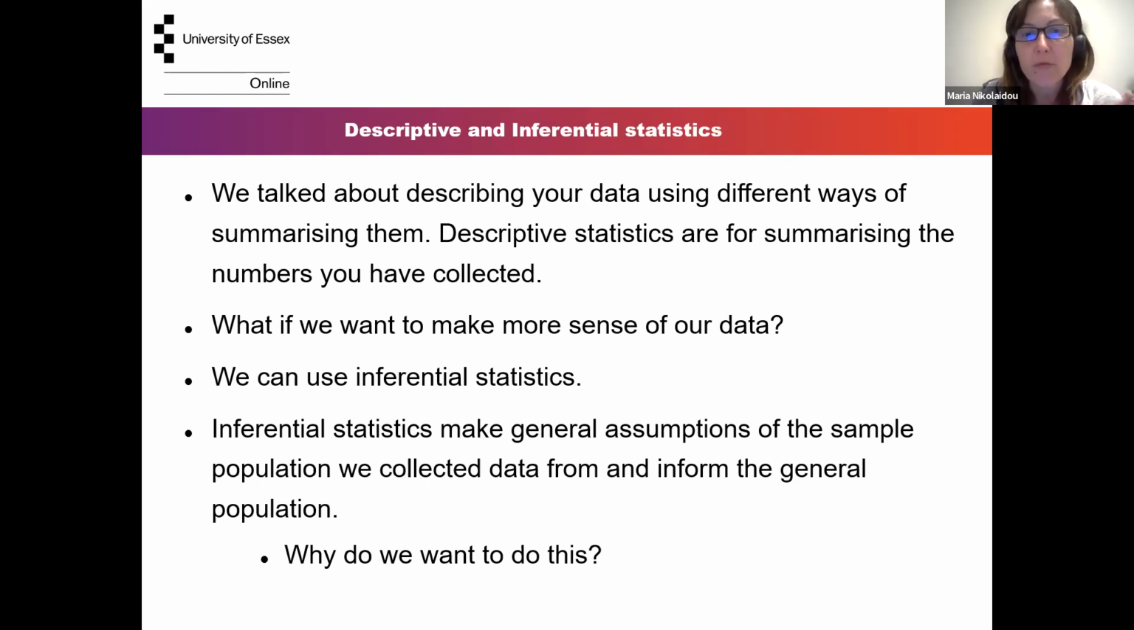When we talk about describing your data using different ways of summarizing them, we use descriptive statistics for summarizing the numbers you've collected. This is the first step when we look at raw data. But we want to make more sense of our data, and that's where inferential statistics come in. Inferential statistics make general assumptions about the population we collected data from. We do this because when we do research, we cannot collect data from the whole population we're interested in. For example, if we're interested in assessing cognitive abilities in children aged between 5 and 6, we cannot assess all the children around the world aged between 5 and 6. So we need to take a sample and use inferential statistics to make assumptions based on our sample.